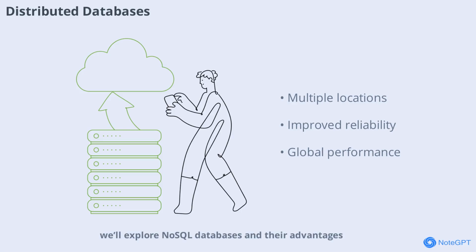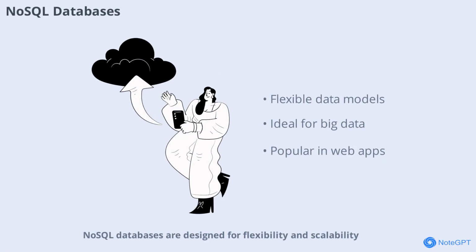Next, we'll explore NoSQL databases and their advantages for handling big data and unstructured information. NoSQL databases are designed for flexibility and scalability, making them ideal for big data and unstructured information. Unlike relational databases, NoSQL systems can store documents, key-value pairs, graphs, or wide-column data.